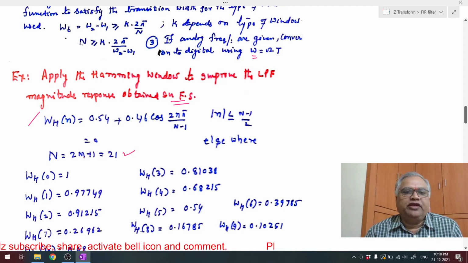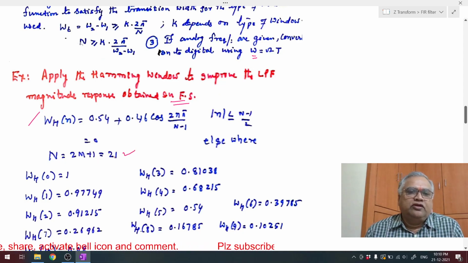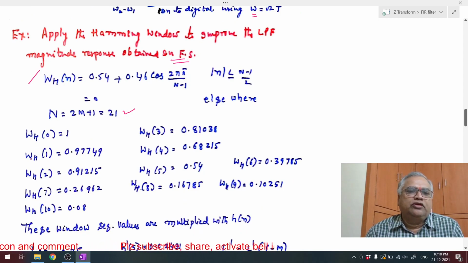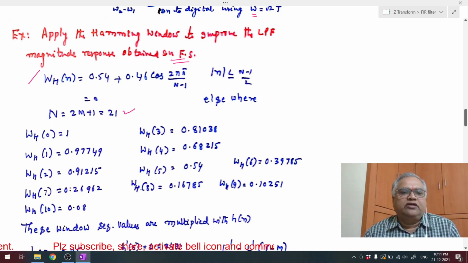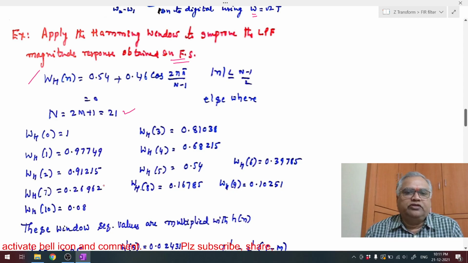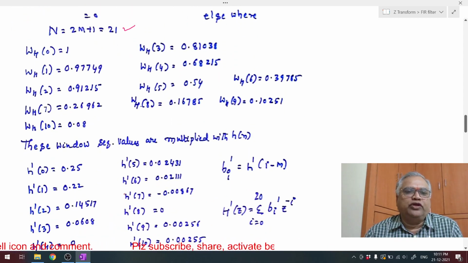Refer to that problem again. So n we got is 21. The only thing is to multiply. So W_H of 0, W_H of 1, W_H of 2, like that. In total 10 we have to find. Here 1, 2, then 3, 4, 5. Here 6, 7, 8, 9, 10. 10 on the right side, 10 on the left side similar, and one at 0. So in total you will get 21. These 21 are multiplied one to one.